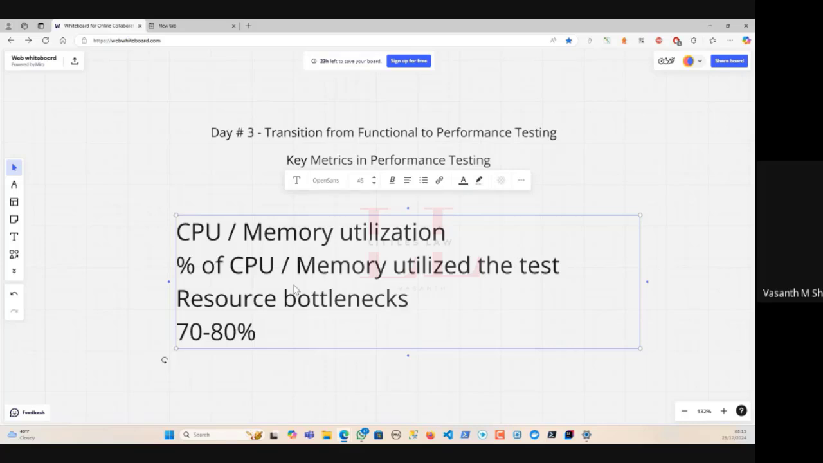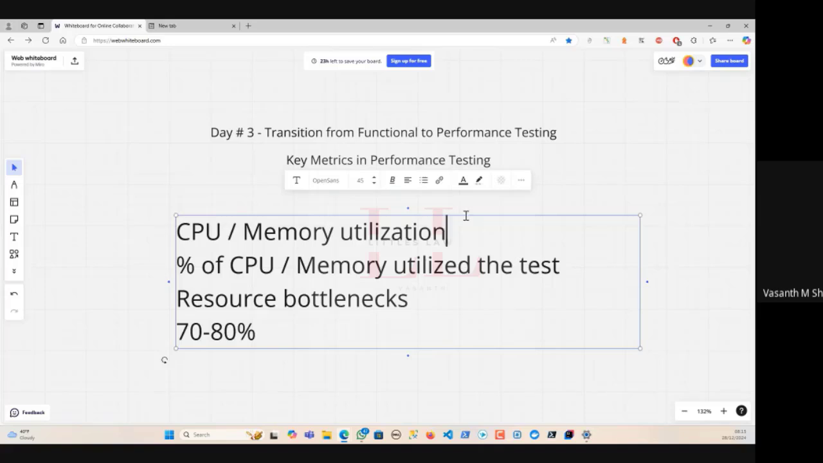CPU and memory utilization will be part of any of your load testing, stress testing or endurance testing. In endurance testing, you would see the memory leaks. That's the main metric we look at when running endurance testing of 8 hours or 12 hours. These differ in terms of how we see them, but we see the CPU and memory utilization on all the tests: load, stress, scalability, and even endurance as well.